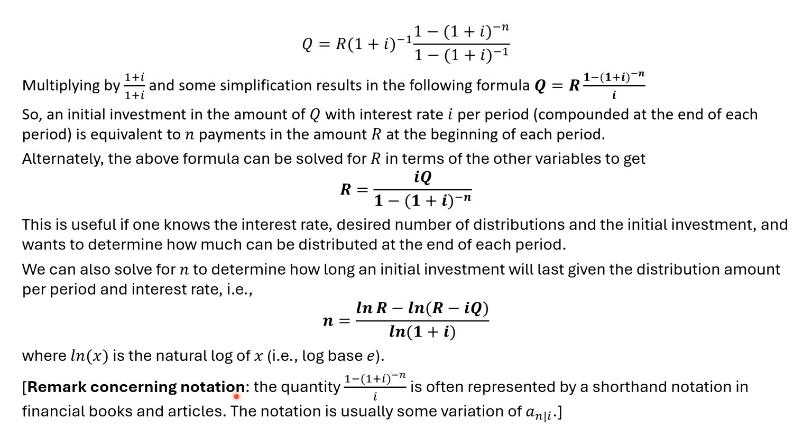And then I have a remark here. This quantity, which appears here, is often represented by a shorthand notation in financial books and articles. You'll see something like a sub n bar i. Sometimes you'll see a comma. Just to let you know that you may see something like Q equals R times this expression here.